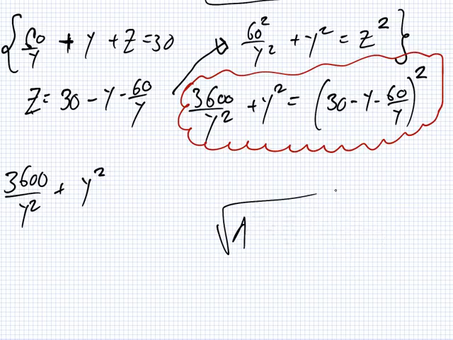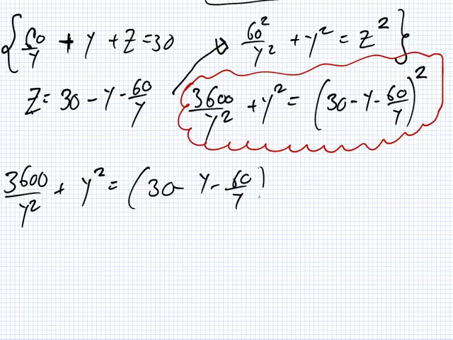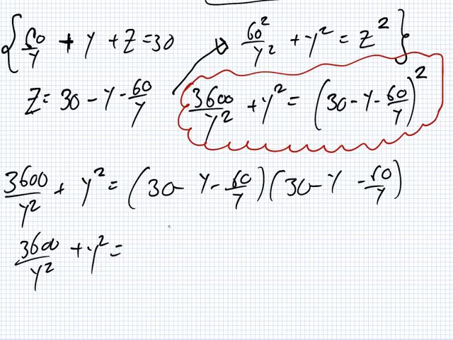All right. Now, I probably should do something here before I square it, like maybe add these together. So I could just put in the two brackets: 30 minus y minus 60 over y, times 30 minus y minus 60 over y. So this would be 3600 over y squared plus y squared equals, multiply by 30, that's 900, minus 30y, minus, what's that, 1800 over y, minus 30y, plus y squared, plus 60.